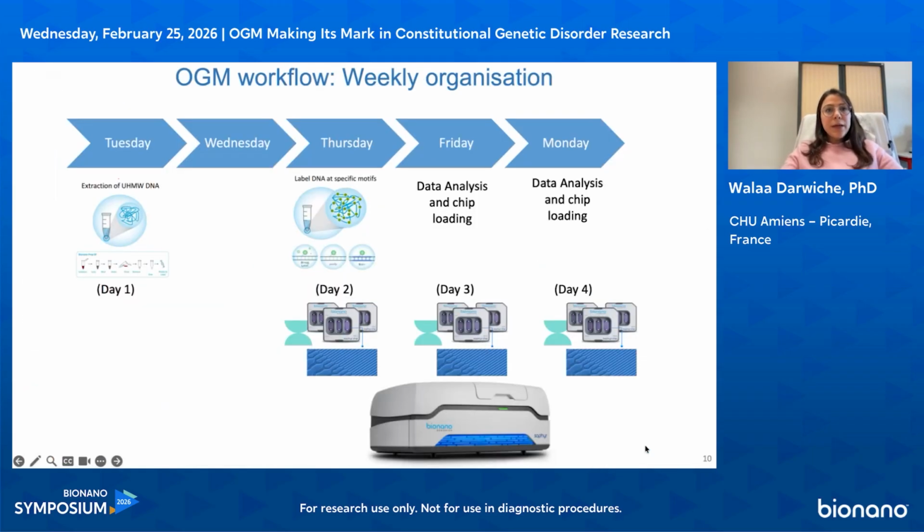So our weekly organization is as follows: DNA extraction on Tuesday, labeling and staining on Thursday, and scanning on Thursday and Friday, and data analysis over the weekend. With this workflow, we are able to process up to 12 samples per week.